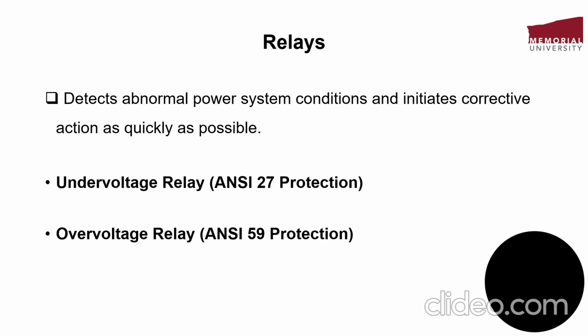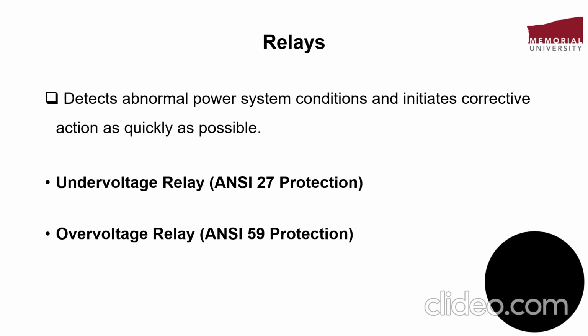So here we need to define what basically a relay is. A relay is an electrical device or equipment which detects abnormal power system conditions and initiates corrective action as quickly as possible. So relays can be found everywhere in the modern world. A relay is commonly used in many applications of our daily life.